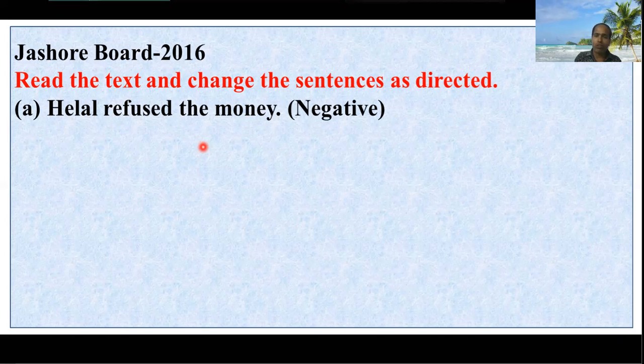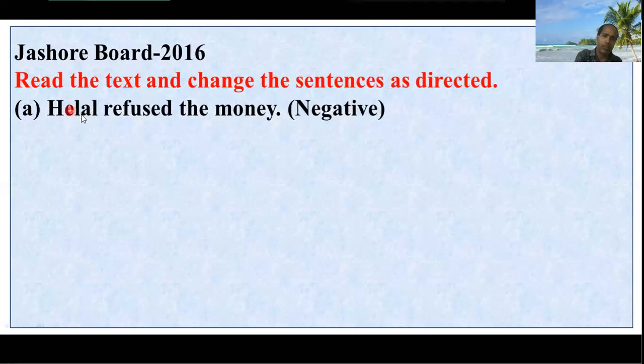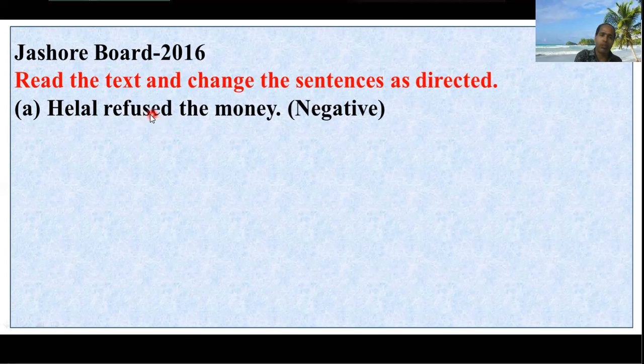So my dear students, if there is no auxiliary verb, you have to find B1 plus S or yes, or B2. Hilal is the subject. Refused is the verb. Notice carefully, refused, with ed added to this verb. So this verb is B2.